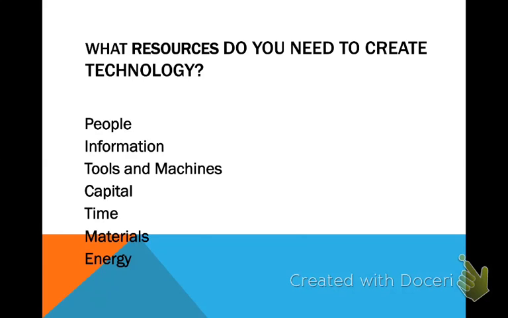So here's the list. We got people, information, tools, machines, capital. Capital is the building that we are going to create it in. We got to have ownership of something. The materials and all that are going to be built either in a factory, a home, a garage, in your yard. You own that. So capital is anything that you own. It also is the money that you have to put into it. But if you think about this, you cannot take any one of these out of the equation and be successful in creating new technology.